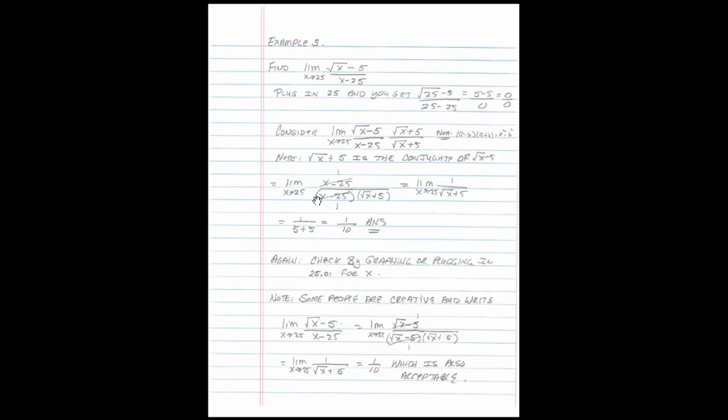Now, remember, I can't put in 25 here, but I'm not using 25, I'm using a number close to 25, so I can cancel these, and now I get 1 over the square root of, let's go ahead and put the 25 in, so that'll be the square root of 25 is 5, plus 5 is 10, and there's my answer.